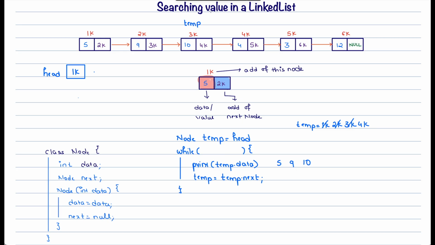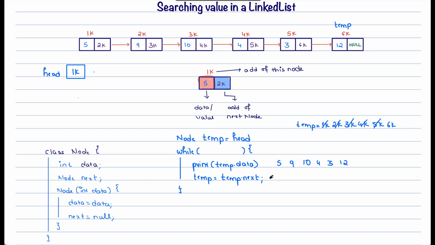Now temp will be standing over here. For this also I will be printing the data, which will be 4, and I will be updating the temp to 5k. How? By doing this. Now since the value of temp is 5k, temp is pointing to this. On this also I will be printing the data, which will be 3, and I will be updating the temp to 6k. That means 6k is pointing over here. Now I will be printing the data, that will be 12, and I will be moving forward.